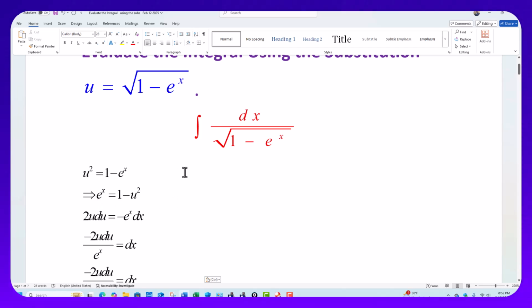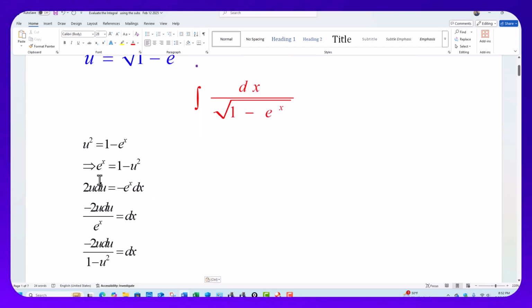Why did I do that? Because in the setup, you're going to wind up with an e to the x. And when we transform this integral, we have to have just u's, the variable u. We can't have an x or something involving x, e to the x, and so forth. So I get e to the x is equal to 1 minus u squared.